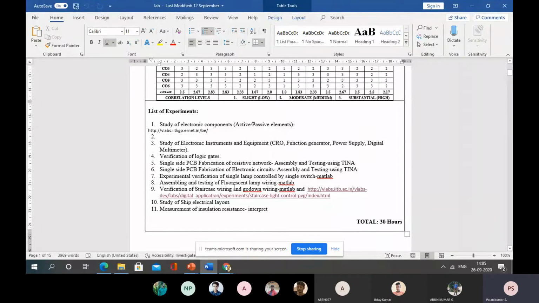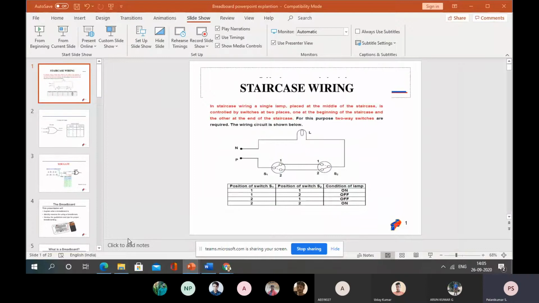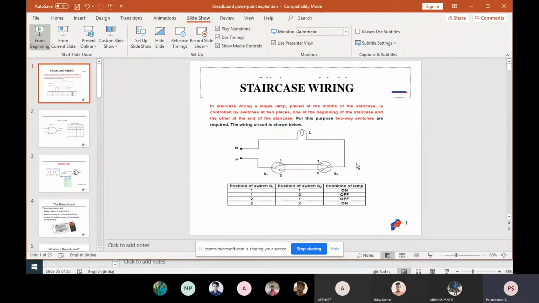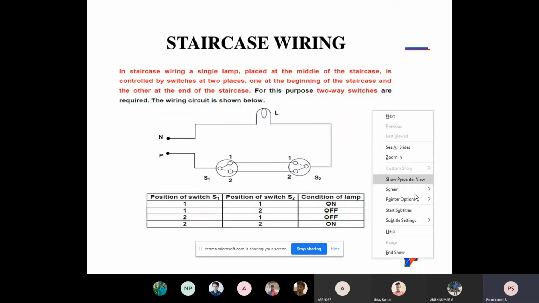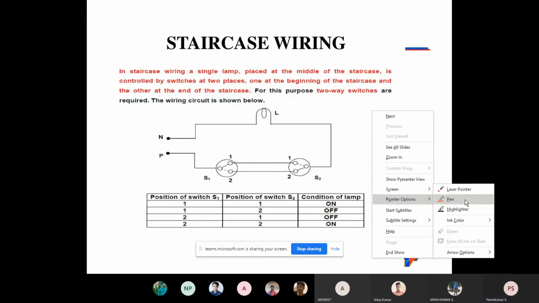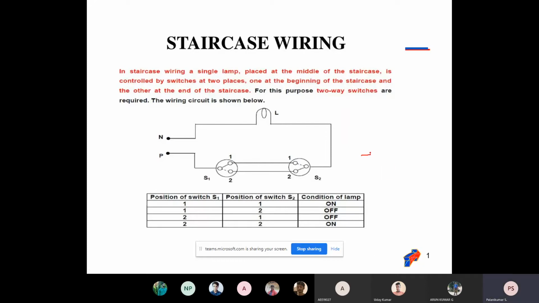So today we are going to see staircase wiring. First I will explain the basic concept of staircase wiring. A staircase wiring uses a lamp that can be controlled by two different switches. Say for example, I have a staircase arrangement like this, which leads to another floor. This is assumed to be the ground floor, and this is assumed to be the first floor.